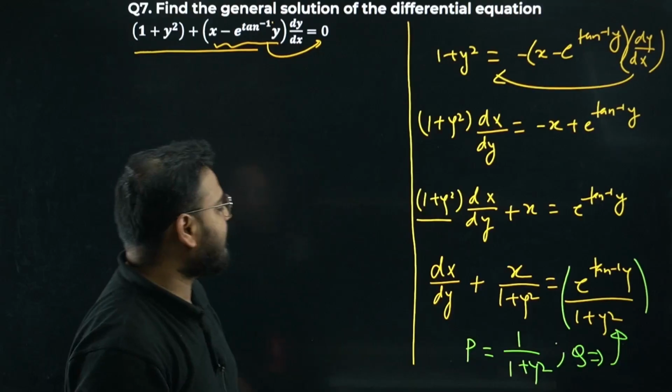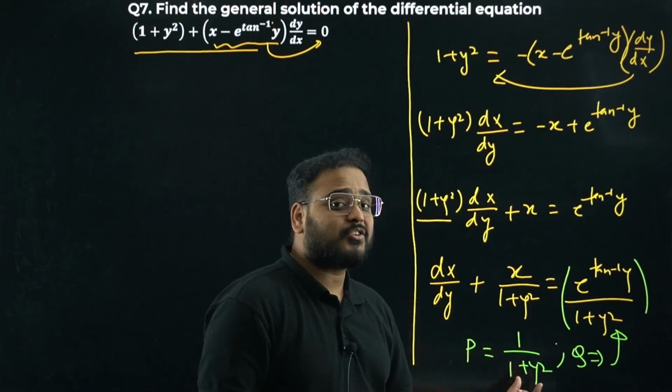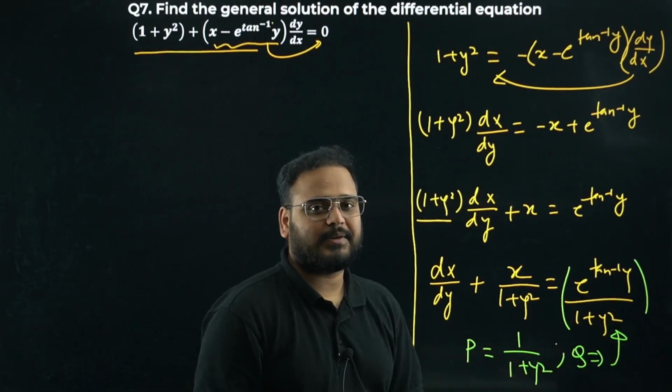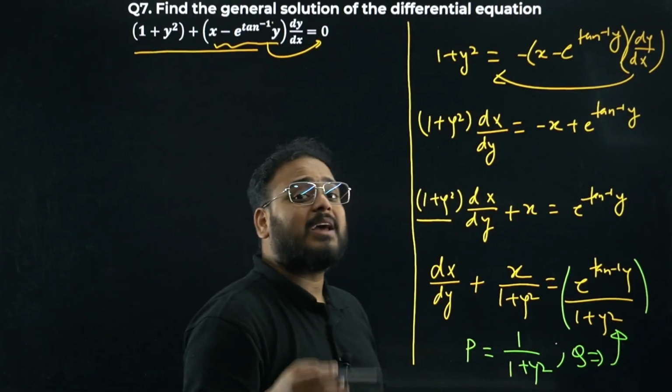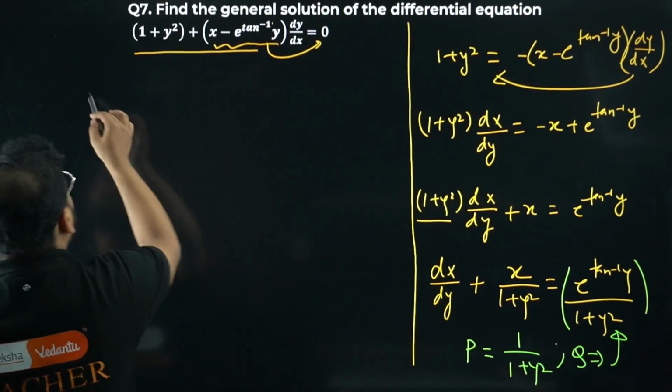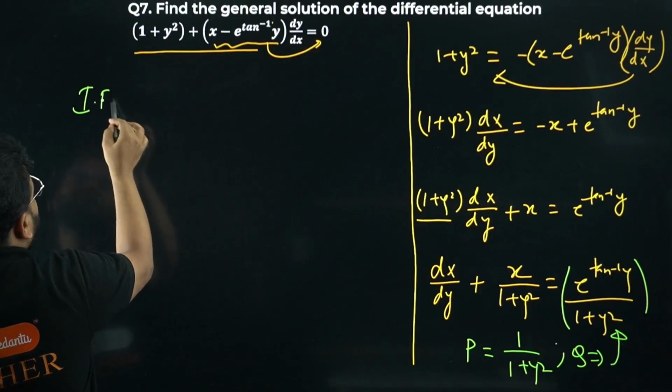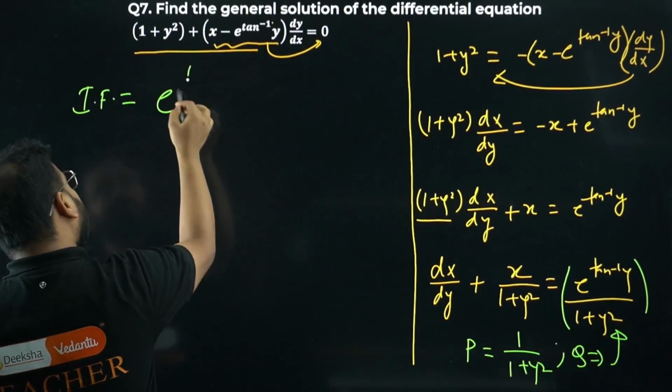As I said, whenever you have dx by dy, this p will be a function of y and q will also be a function of y. Agreed? Okay. So what is the next step? The next step is to find the integrating factor. Is that difficult? Of course not, sir. Nothing is difficult if we know it. If we don't know it, then everything is difficult.